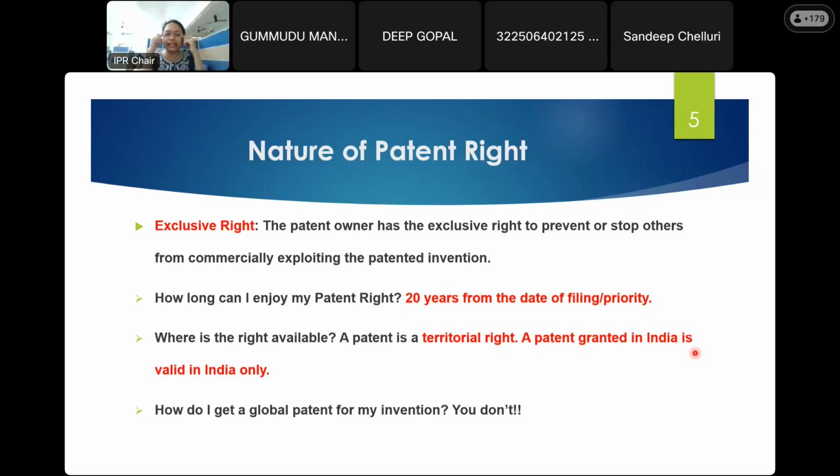Then this is a regular question that everybody asks me: how do I get a global patent for my invention? You don't. There is nothing called a global patent. In whichever country you are applying and getting the grant, you have the right in that country only. You have to file in different countries, then you get your rights. If you get the grant, you have the right in those countries only. So patent is a territorial right.